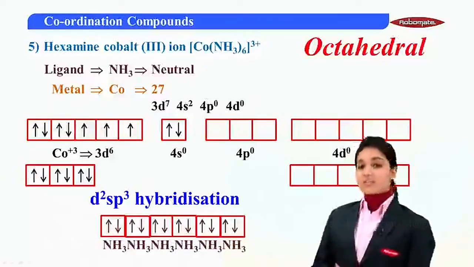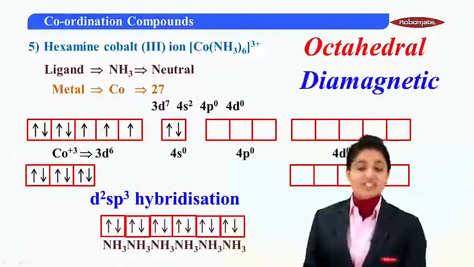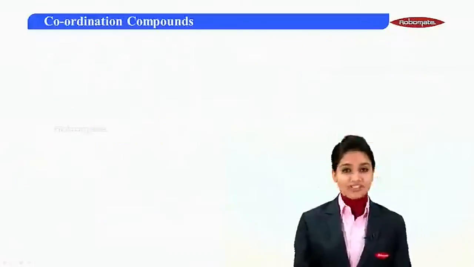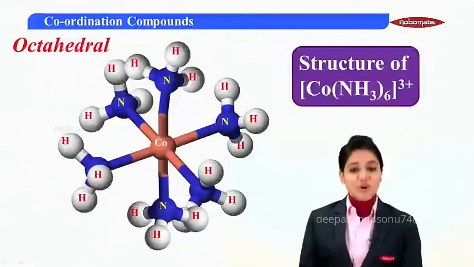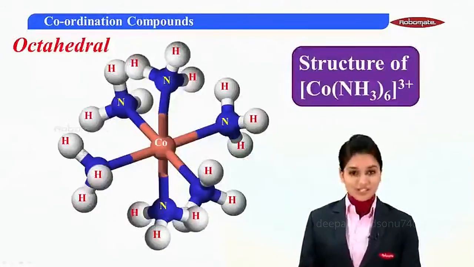Okay, can we see any unpaired electrons over here? No, that means it is a diamagnetic coordination compound. And the geometry or the structure can be represented here. This is your octahedral geometry for this particular coordination compound.